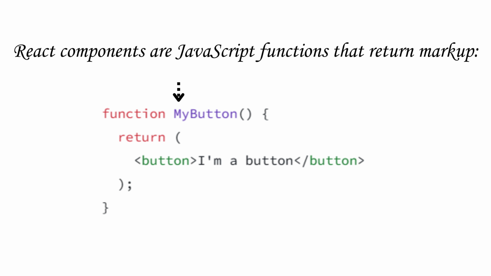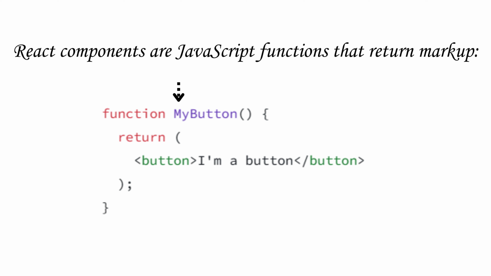Here you can see we have declared a function myButton. We have used the function keyword and named our function myButton. If you observe carefully, the name myButton starts with a capital M and capital B. This is called camel casing. Every function in React returns a functionality. Here we have created a button, and the name of the button is I'm a button.